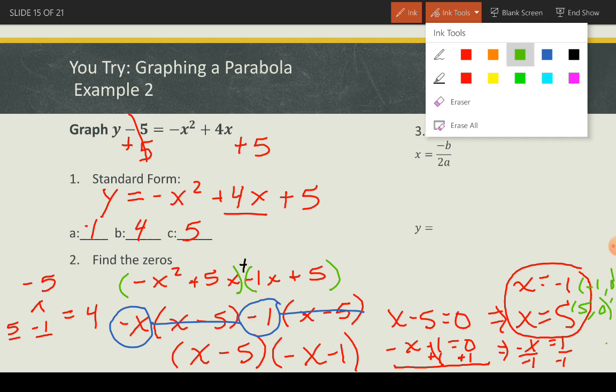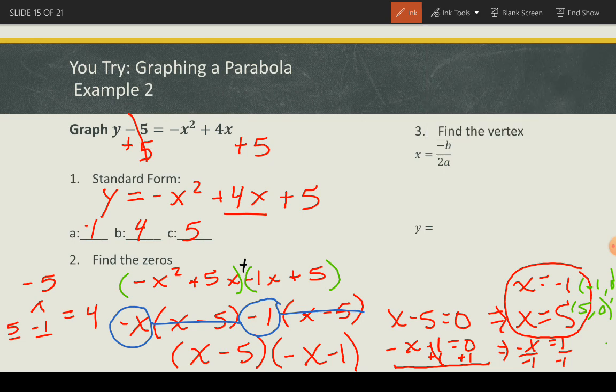Okay, so we have our zeros. Now let's find our vertex. So let's plug in our b and a value here. Negative b would be negative 4 over 2 times negative 1, which is negative 4 divided by negative 2. So x is equal to 2.